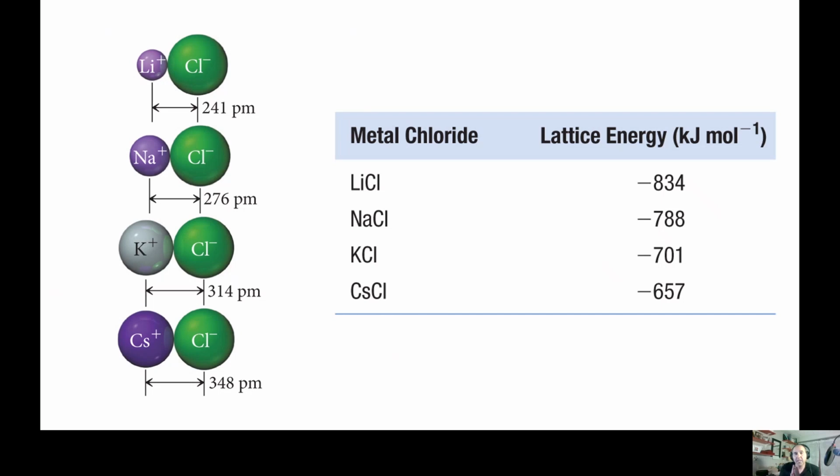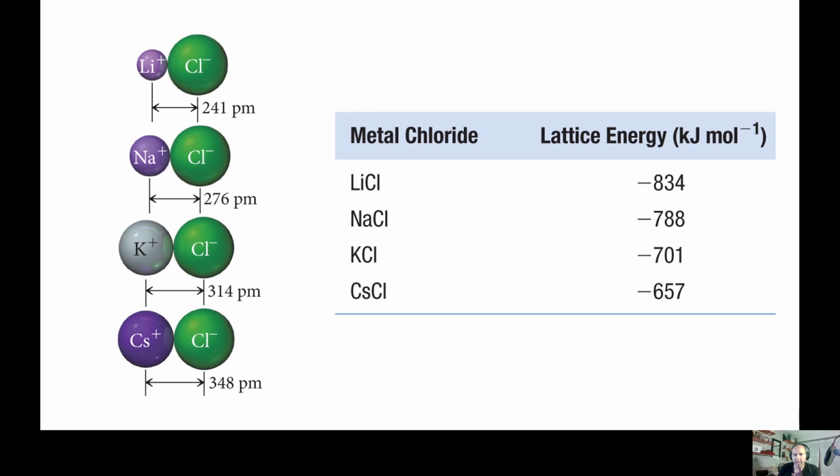And here we can see that as the internuclear distance increases, the strength of that attraction decreases. The lattice energy decreases. So we go from lithium chloride, which has an internuclear distance of 241 picometers and a lattice energy of -834 kilojoules per mole, down to cesium chloride, with an internuclear distance of 348 picometers and a lattice energy of 657 kilojoules per mole. So it's significantly less energy holding those particles together.